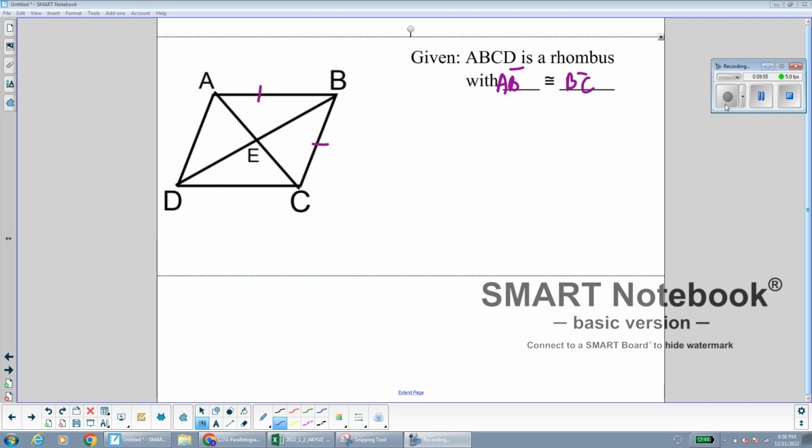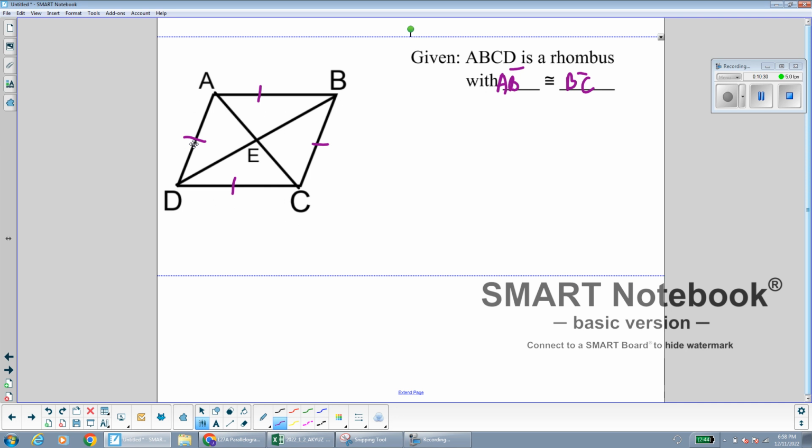Let's think about what we can conclude from knowing that ABCD is a rhombus. Well, a rhombus is also a parallelogram, so opposite sides are congruent. That means AB and DC are congruent, and BC and AD are congruent. So guess what that means? All the sides are the same. A rhombus is equilateral. All of its sides are the same length.